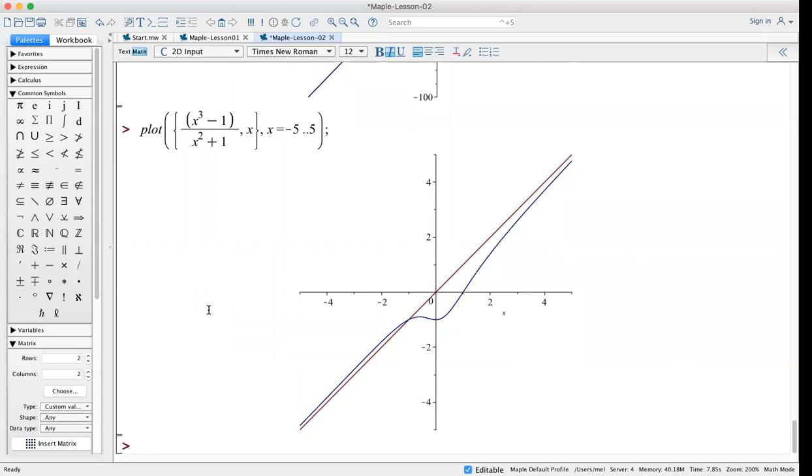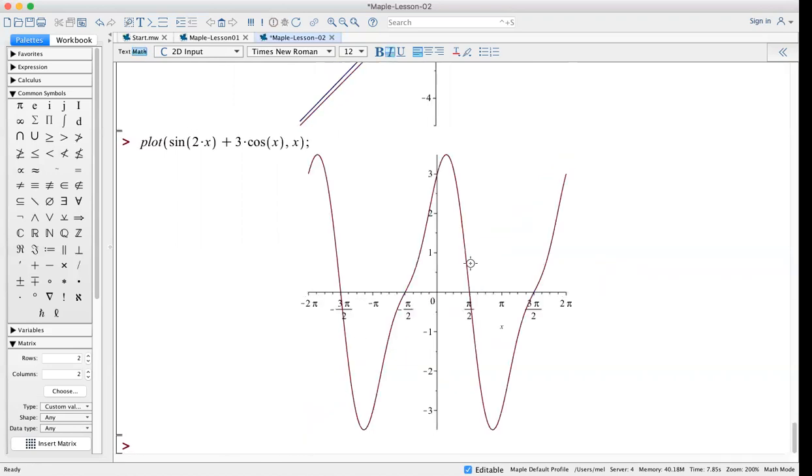Okay. Well, Maple can do a lot more than plot polynomials and rational functions. It'll plot anything. So the next example is a trigonometric function. I want to plot sine of 2 times x, put in the multiplication sign, plus 3 times the cosine of x. And that's what the graph looks like. You'll notice when Maple plots a trigonometric function, the default, instead of from minus 10 to 10, is from minus 2 pi to plus 2 pi.